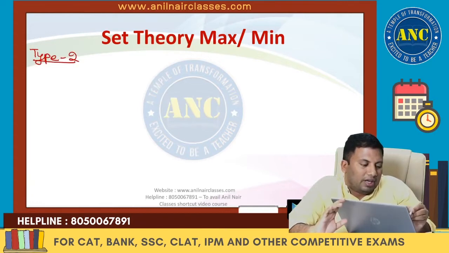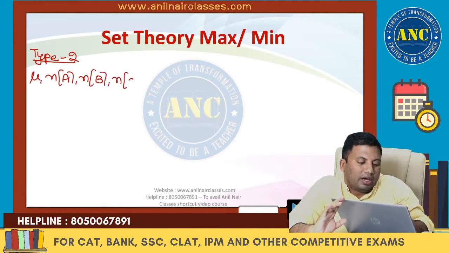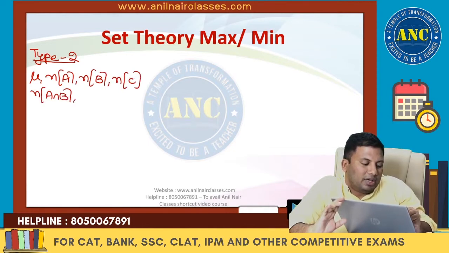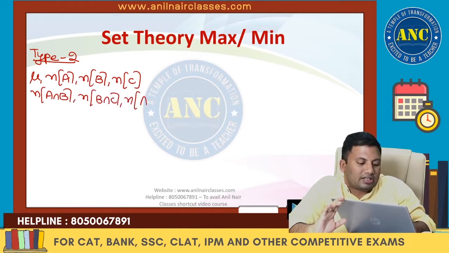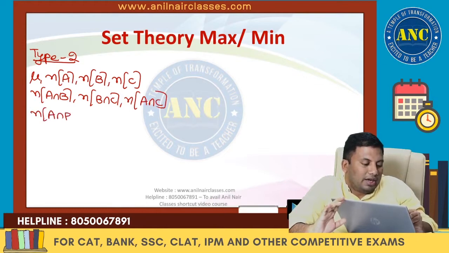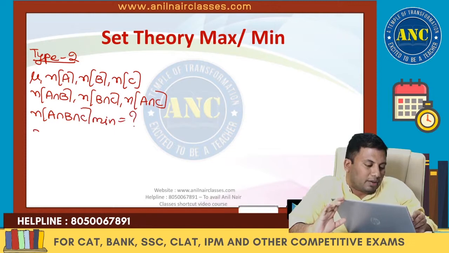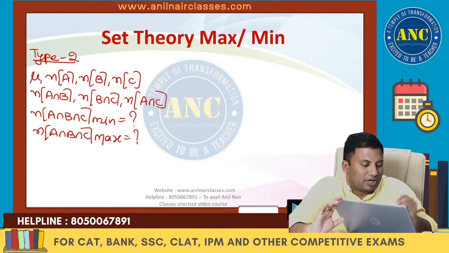We will write down here: mu will be given, n of A will be given, n of B will be given, n of C will be given, n of A intersection B is given, B intersection C is given, A intersection C is given. n of A intersection B intersection C, minimum value I need to determine, and n of A intersection B intersection C, maximum value we have to determine.